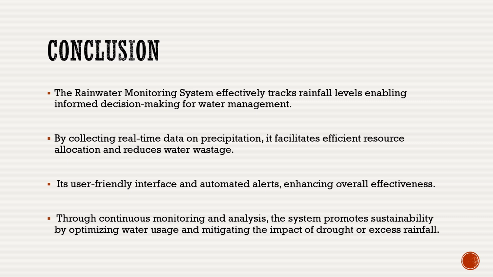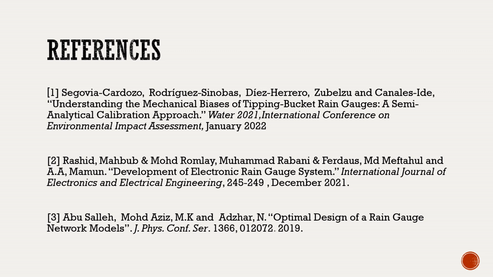At last, we are moving to the conclusion slide. So, the rainwater monitoring system effectively tracks rainfall levels, enabling informed decision making for water management. Its user-friendly interface and automated alerts enhance overall effectiveness. By collecting real-time data on precipitation, it facilitates efficient resource allocation and reduces water wastage. Through continuous monitoring and analysis, the system promotes sustainability by optimizing water usage and mitigating the impact of drought or excess rainfall. These are the references that we used.